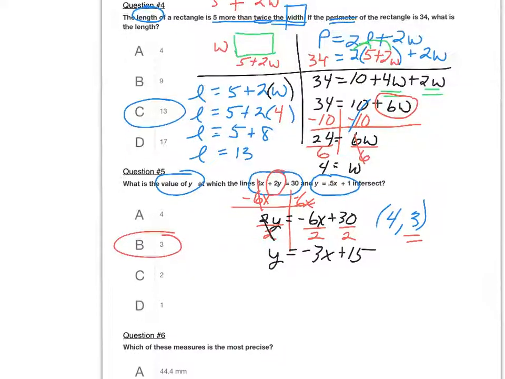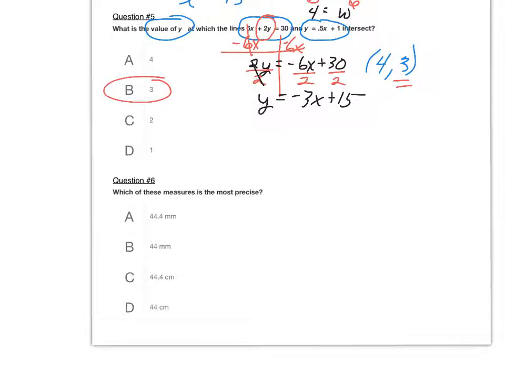Whoops, not next question. I forgot that there's question number 6 down below. All right, which of these measures is the most precise? Most precise. So the smaller the measurement, the more precise.